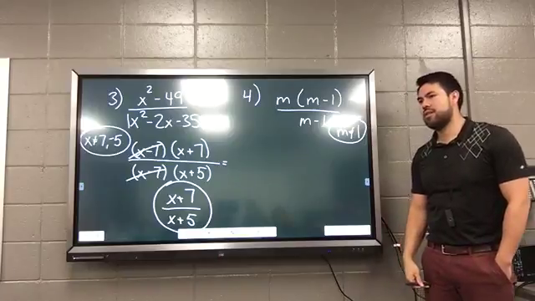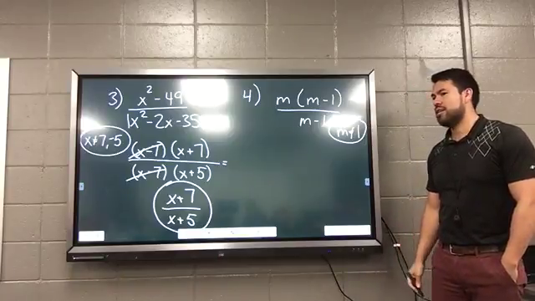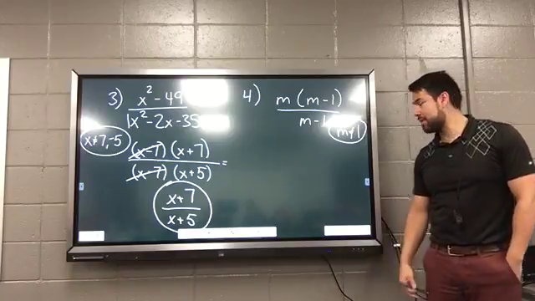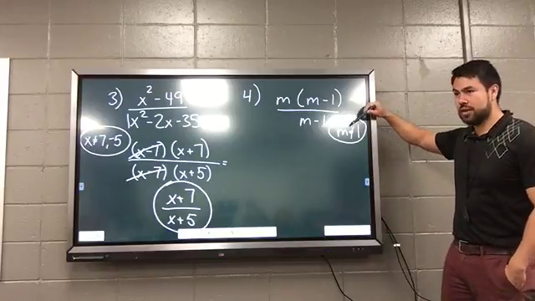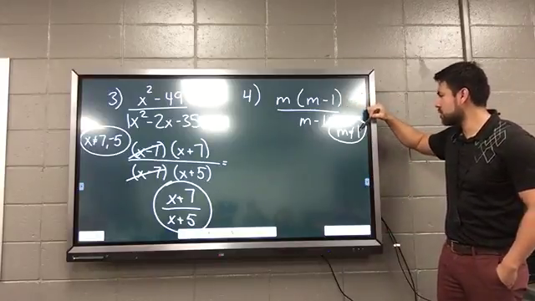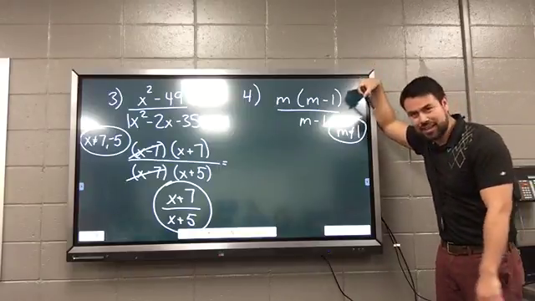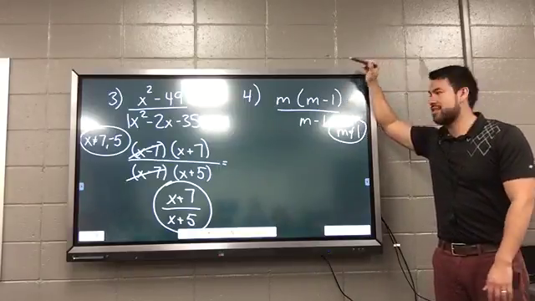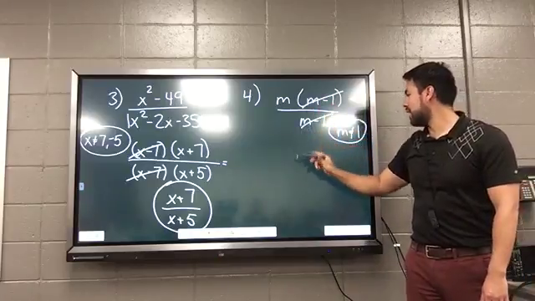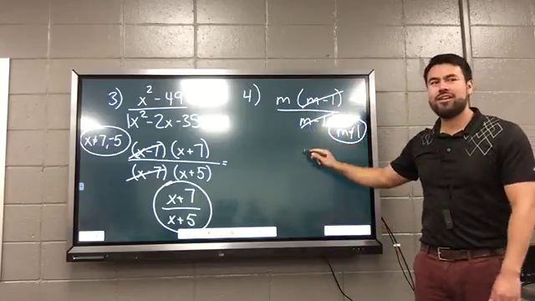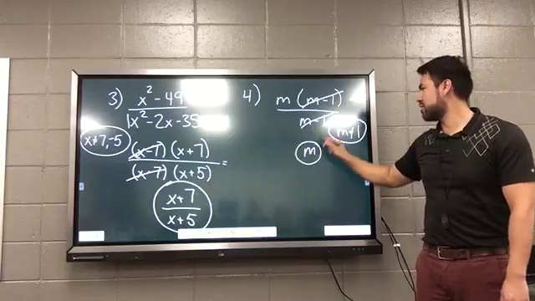Yes, ma'am? Why can't you cancel out m minus 1? You can, but that's after you find the excluded values. So first factor, find the excluded values, then simplify. So in that process, now what can be canceled out? Yeah, m minus 1, m minus 1. And what are you left with here? m is the simplified version of that.